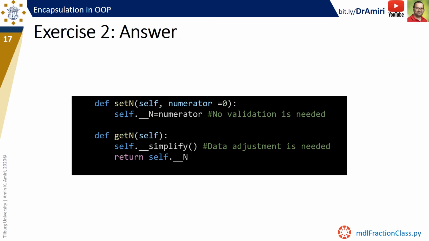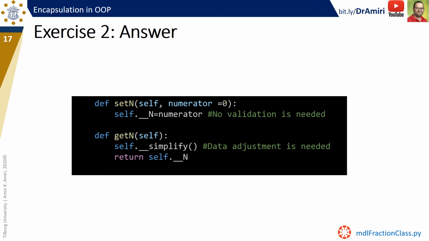So you need to create a setter and a getter. I'm going to call the setter set n, and it gets two parameters. The first one is always self, and the second one is numerator equal to 0. That means if a numerator is not given, I'm going to assume that private n should be set to 0. And you can see here I don't need any validation because numerator can be anything. So I simply write down self.private n equal to numerator, the argument.